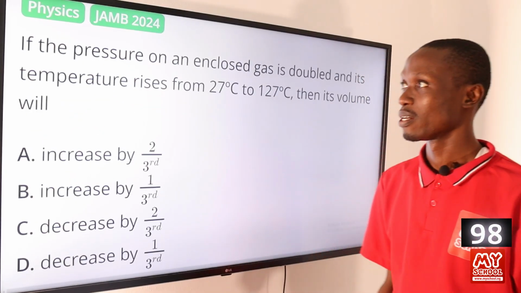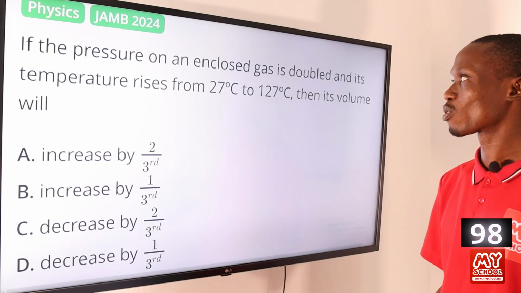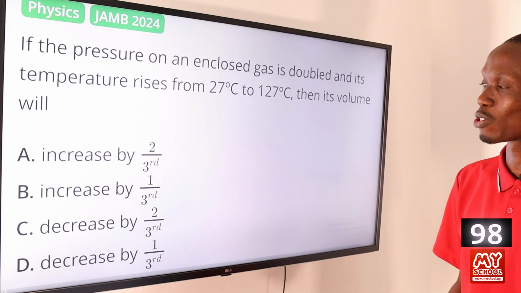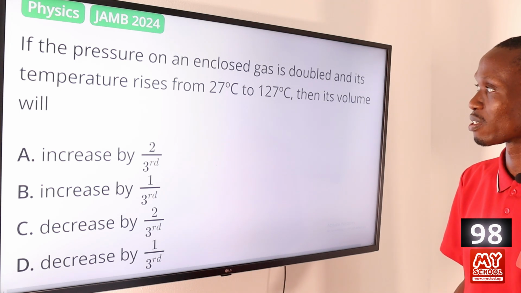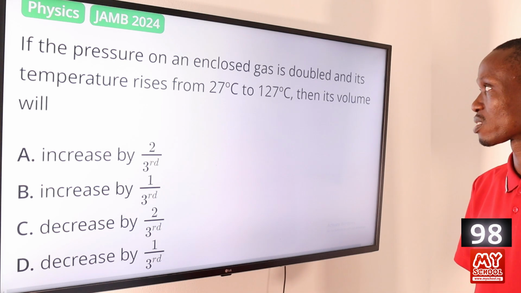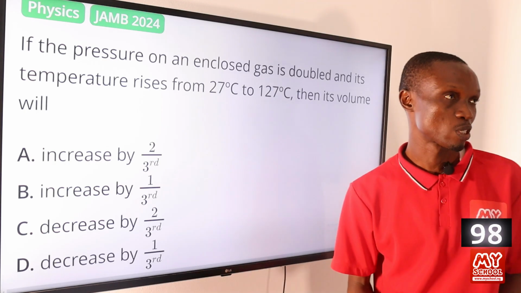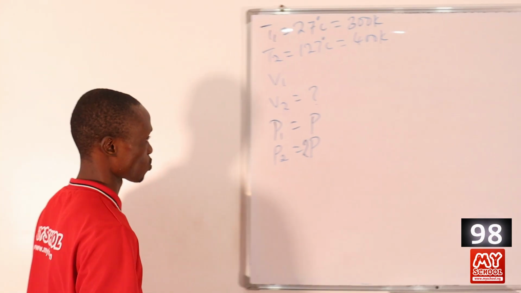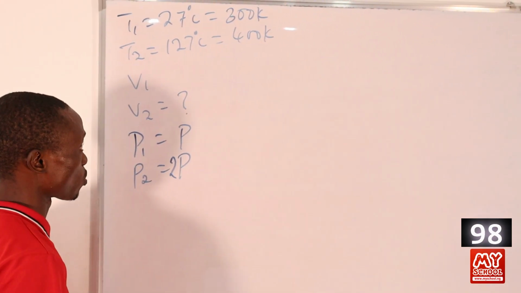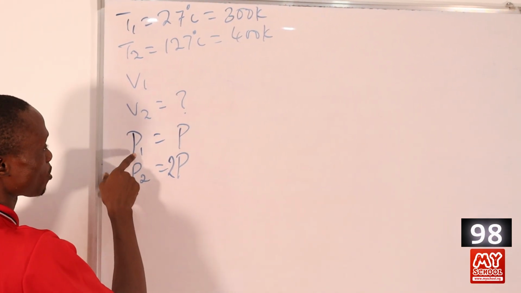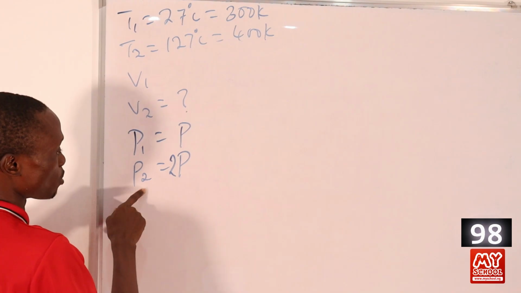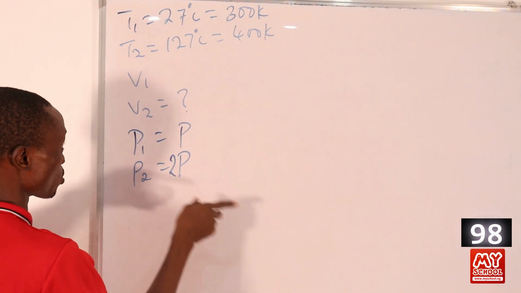Question 98. If the pressure on an enclosed gas is doubled and its temperature rises from 27 degrees Celsius to 127 degrees Celsius, then its volume will, so let's move over to the board to provide an answer to this question. These are the parameters that are given to us in the question. Here I said let P1 be equal to P, so that P2 becomes 2P. That is what they told us in the question.